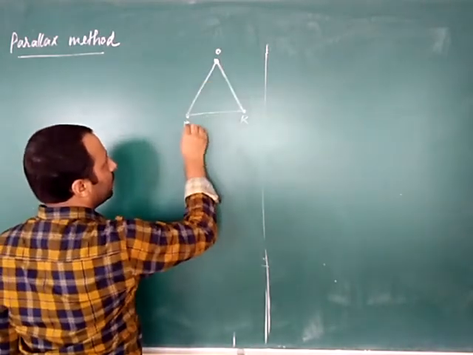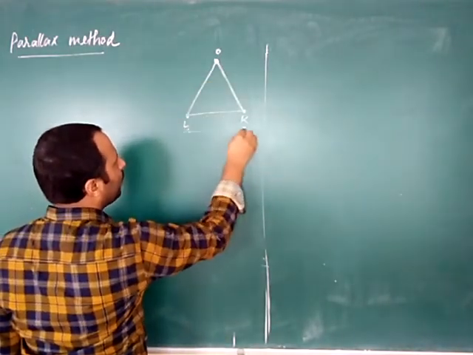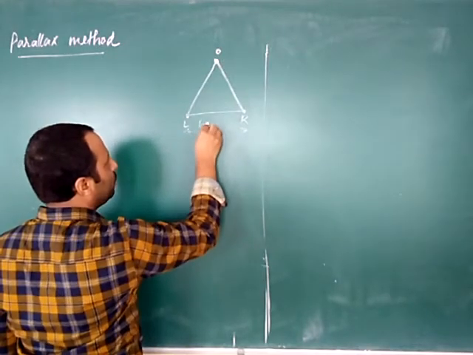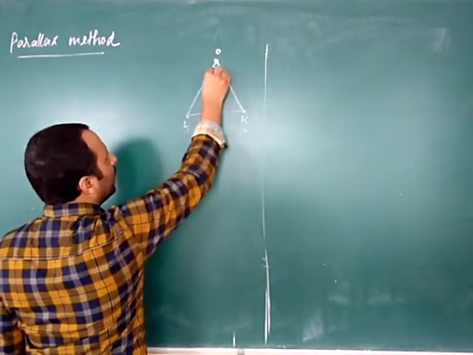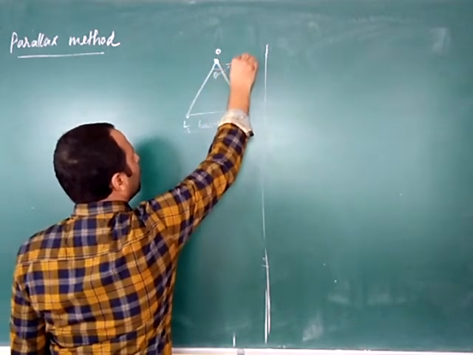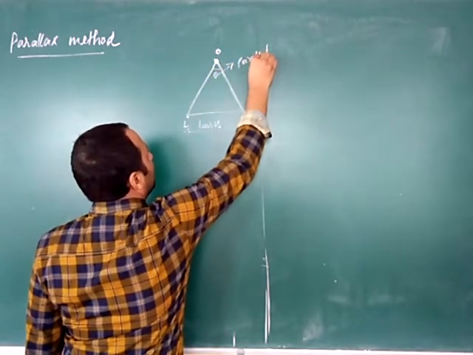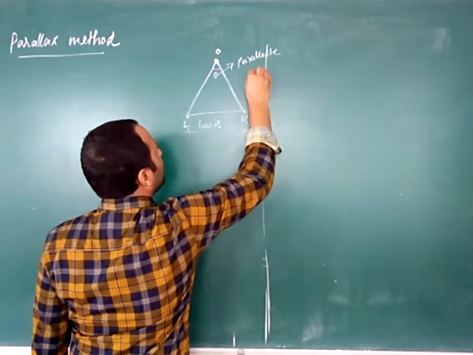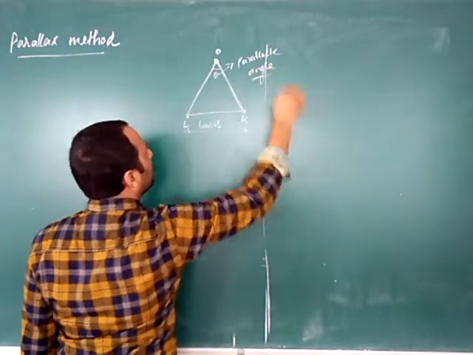So the distance between the two points of observation is said to be the basis, and this angle is theta, or it is called the parallactic angle. What is it called? Parallactic angle.